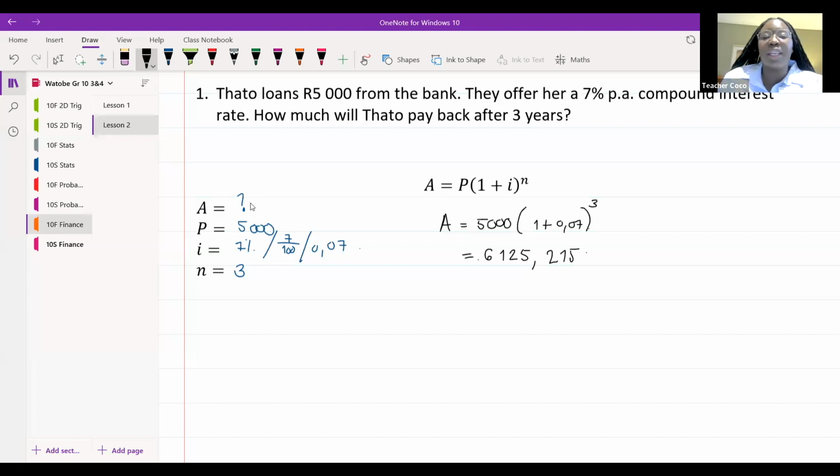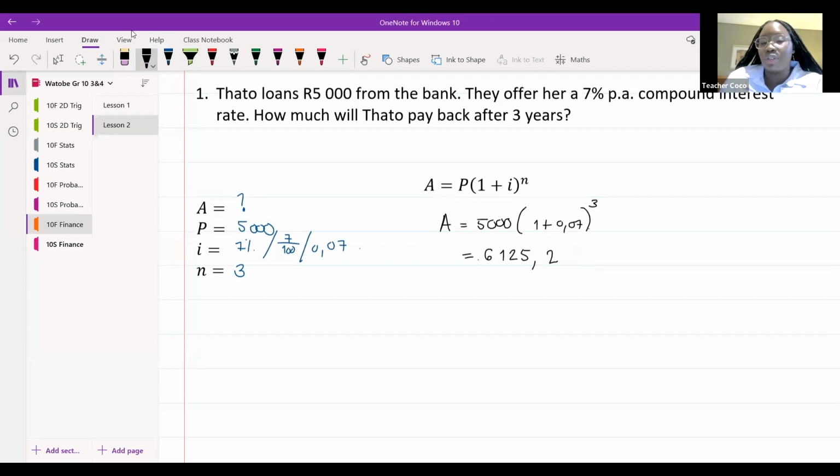However, we're dealing with money. Yes, Siamtanda? Yes, ma'am. So rands. Correct. Rands and cents. So can I have 3 decimals for my cents? No, ma'am, you need 2. So good, I need 2. So what is this going to change into? It's going to change to 6,125.22. Correct. Beautiful. All right.